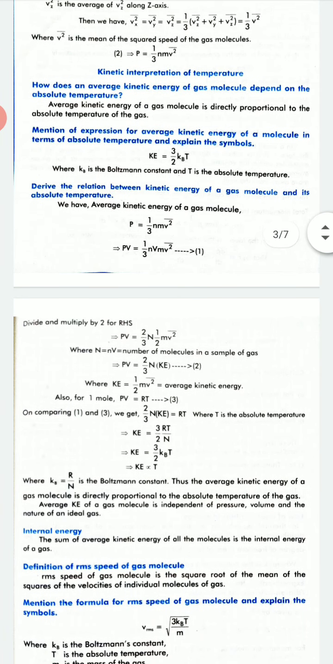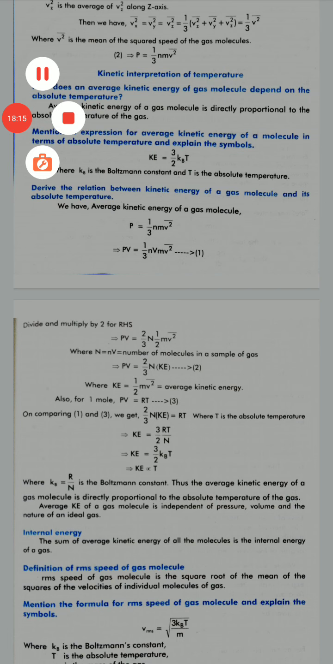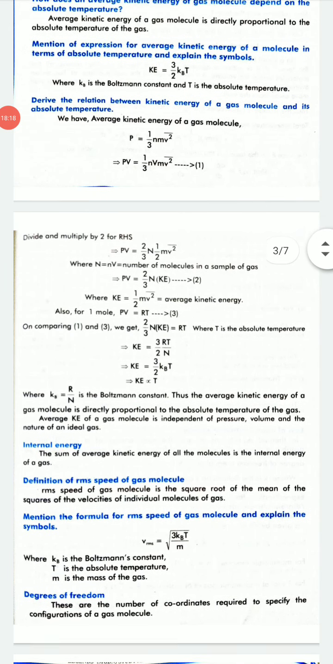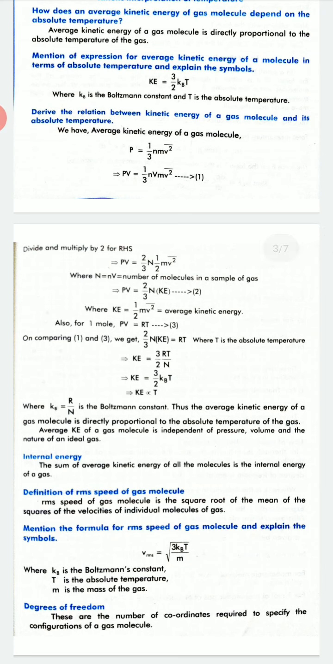Then in this video again we'll see some definitions like internal energy. So what is meant by internal energy? Internal energy is the sum of average kinetic energy of all the molecules of the gas. The sum of average kinetic energy of all the molecules is the internal energy of a gas. So it is only the sum of average kinetic energy.